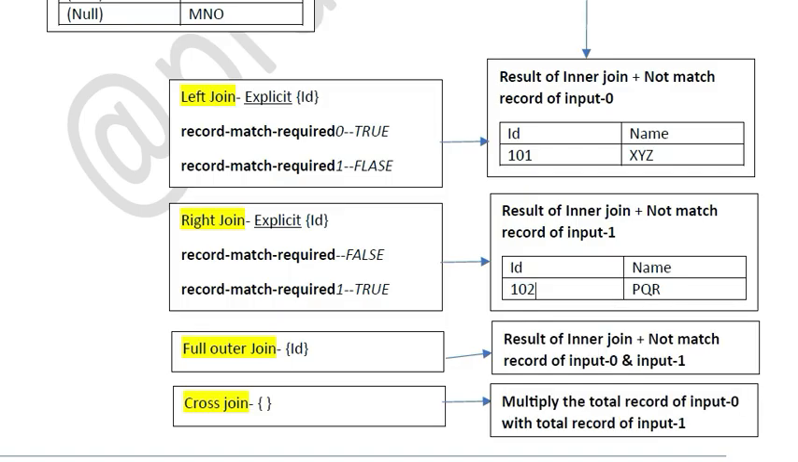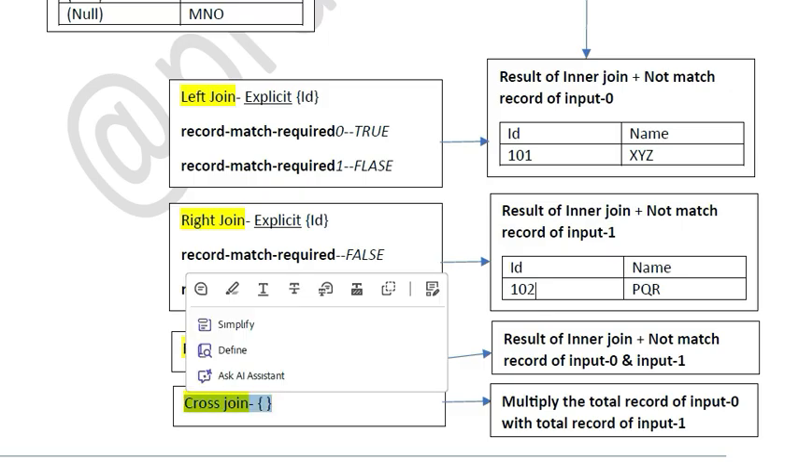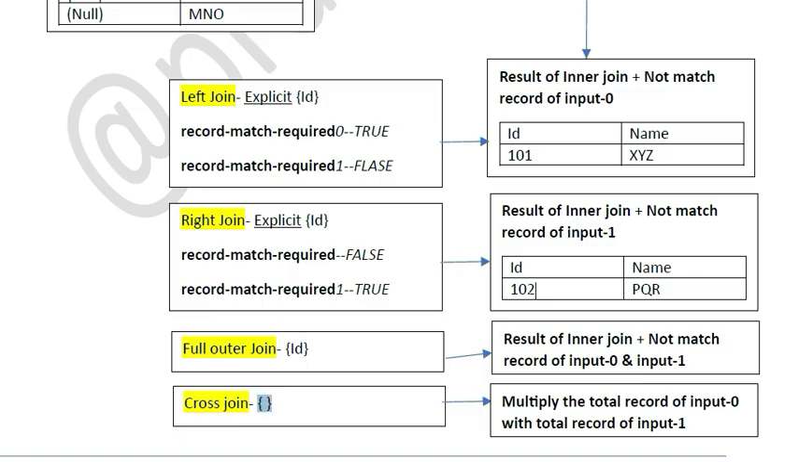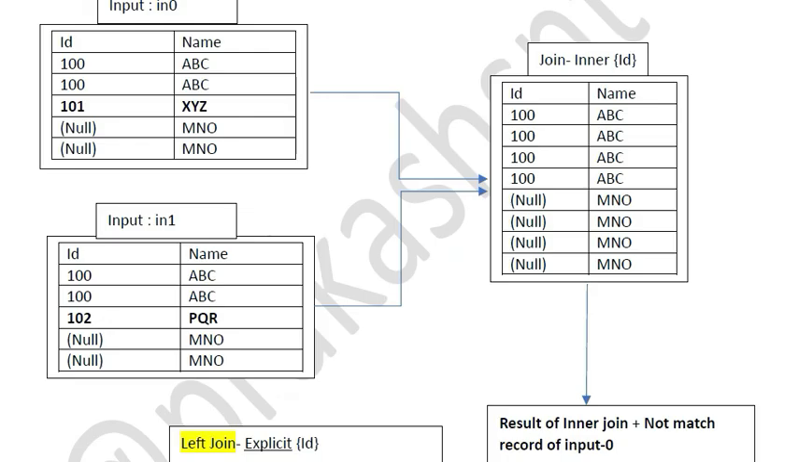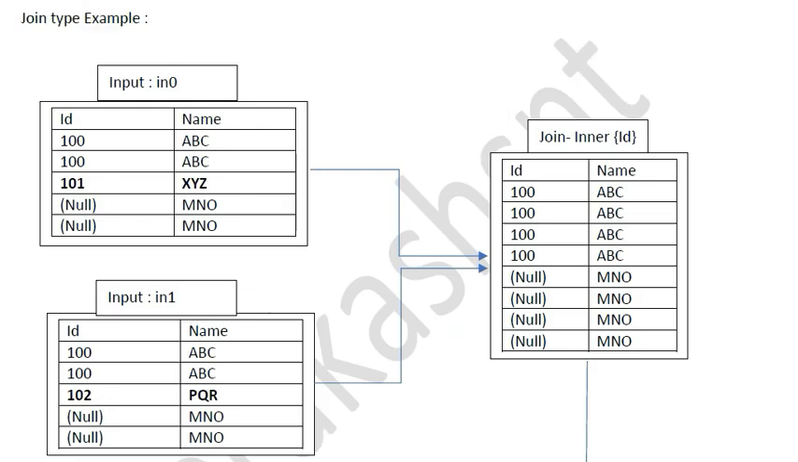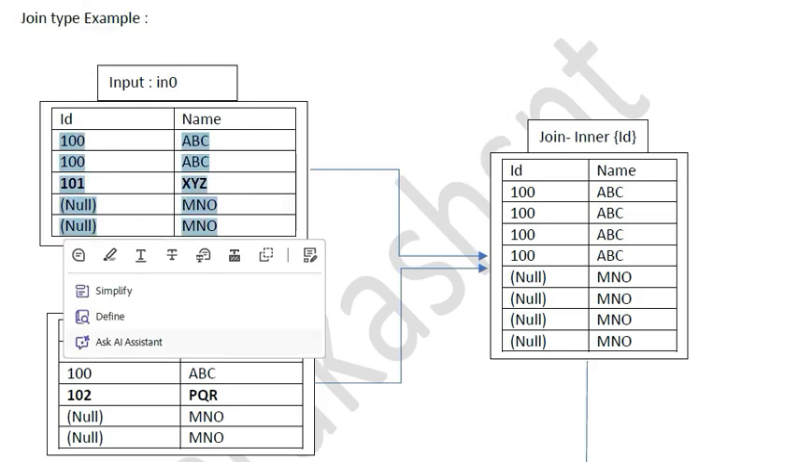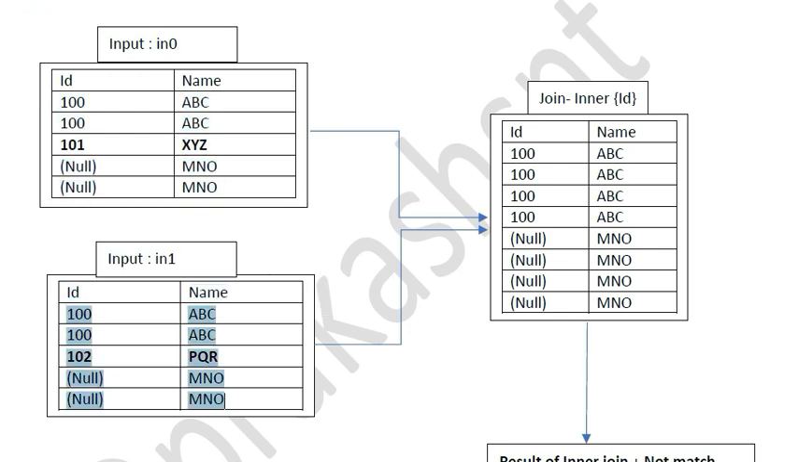Okay, so next we can look at cross join. How will the cross join work? If you define a null key, a blank key, then it will work like a cross join. Cross join means that it takes how many records are in your input 0 and how many in the second input, and it will multiply from one input to the other. It doesn't matter what key you have given.